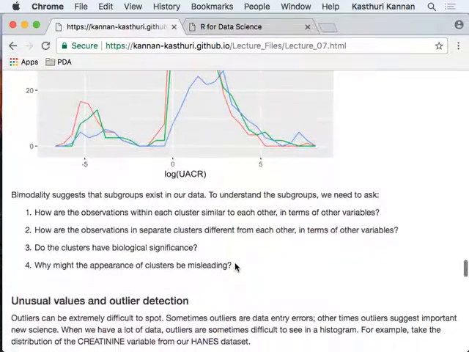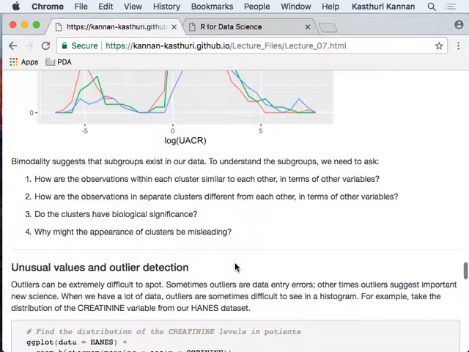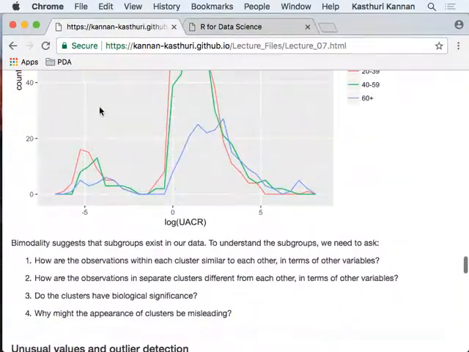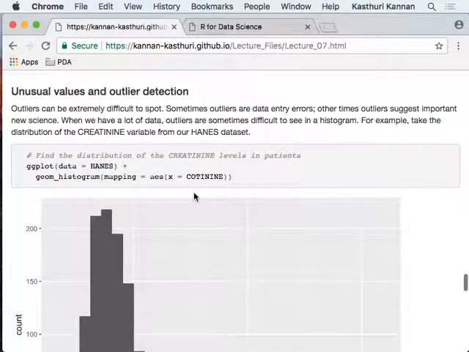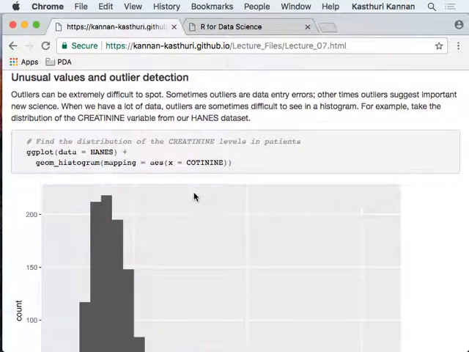And do the clusters have biological significance? Is there any biological significance behind these clusters? And why might the appearance of clusters be misleading? It could be a batch effect, could be some other thing. You might have plotted it in error. There could be lots of errors that lead to these kinds of distributions. But these are the things we need to look at. Maybe some people took the UACR on one day and other people took it another way, and a standardization error could have happened. There are so many reasons why there could be bimodality, so that could be examined.